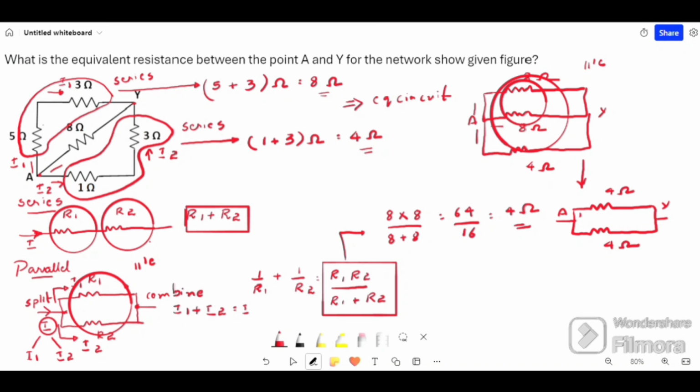Now again, current has two different paths. This one path, this one path. So it is again known as parallel connection. For parallel connection, we again use this formula. We'll use 4 into 4 by 4 plus 4. That is 16 by 8. Now it is 2 ohm. So equivalent resistance is equal to 2 ohm. So it is so simple.